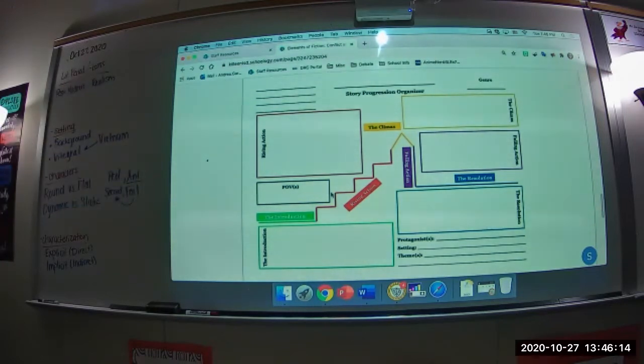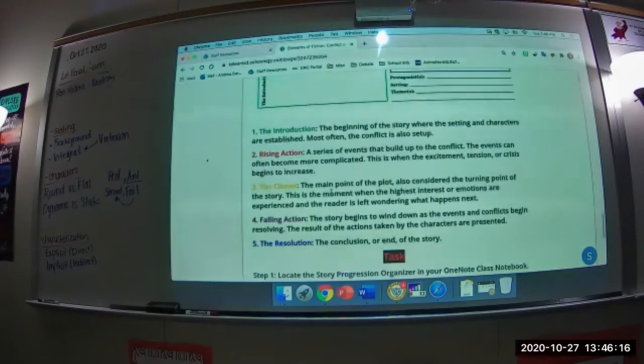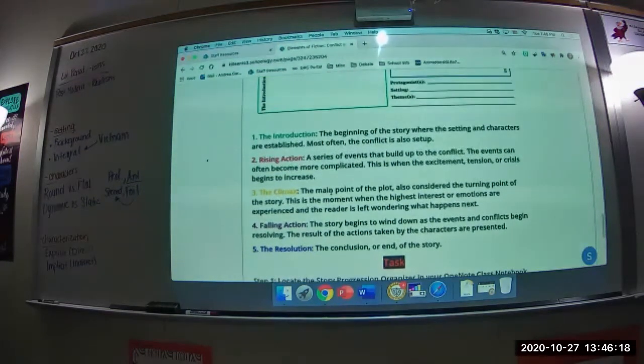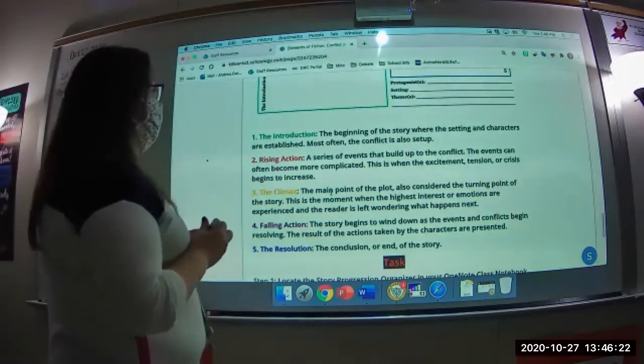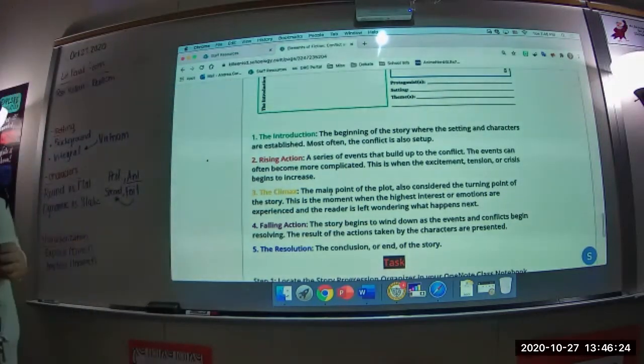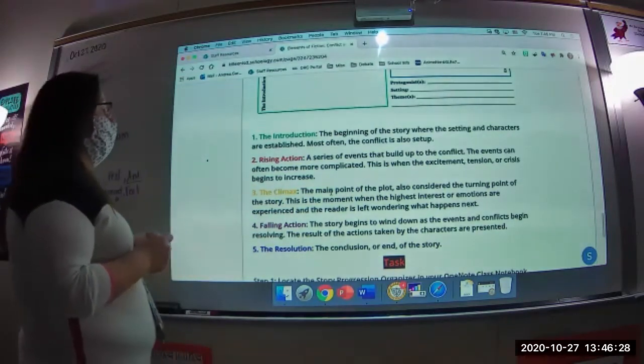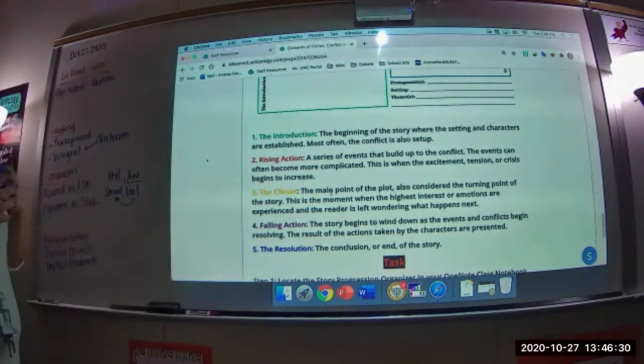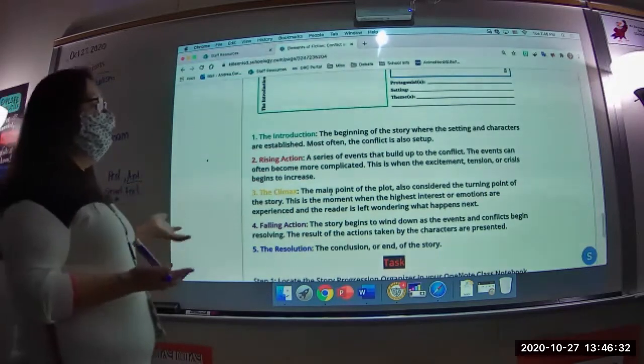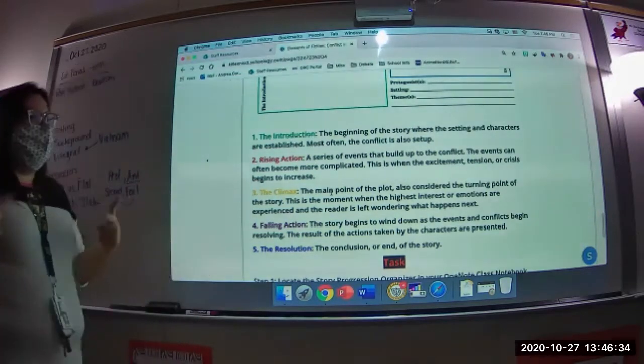But just for a breakdown, the introduction is the beginning of the story where the setting and characters are established. Most often, the conflict is also set up. Rising action is when there's a series of events that build up to the conflict. All the events often become more complicated. This is where you tend to get excitement, tension, or the crisis seems to be increasing.